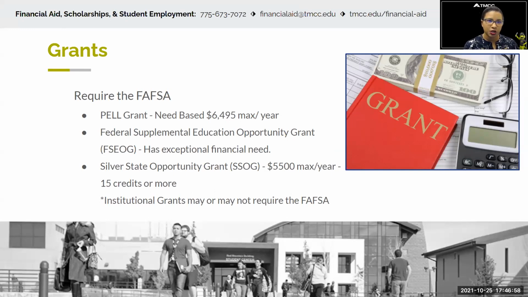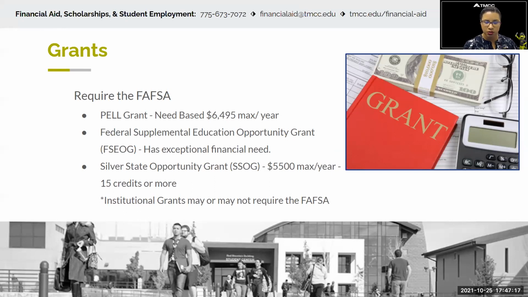But if a student has a higher need than is eligible for the Pell Grant, they can still get the Silver State Opportunity Grant because the EFC cutoff for that grant is higher. It's $8,500.